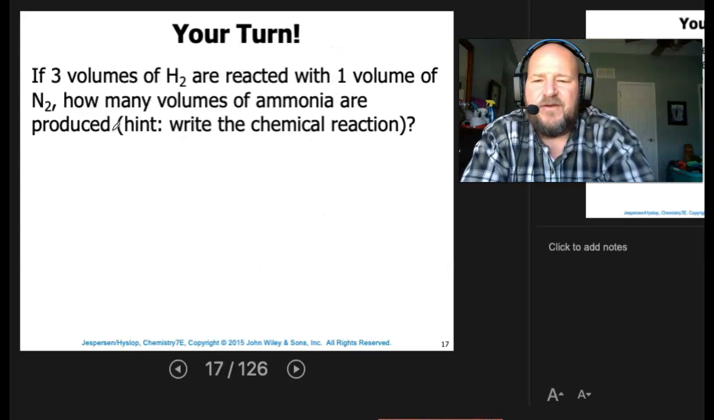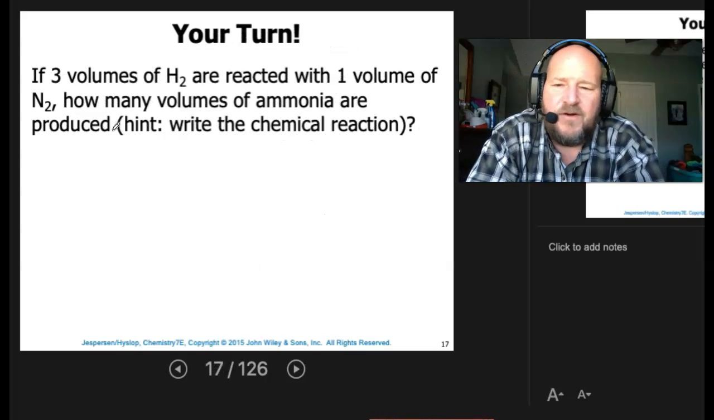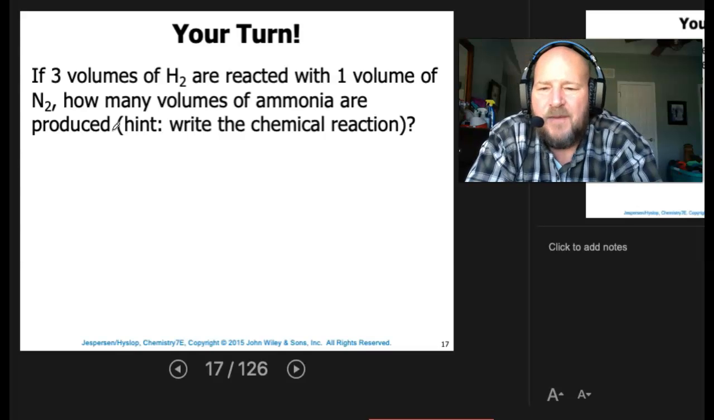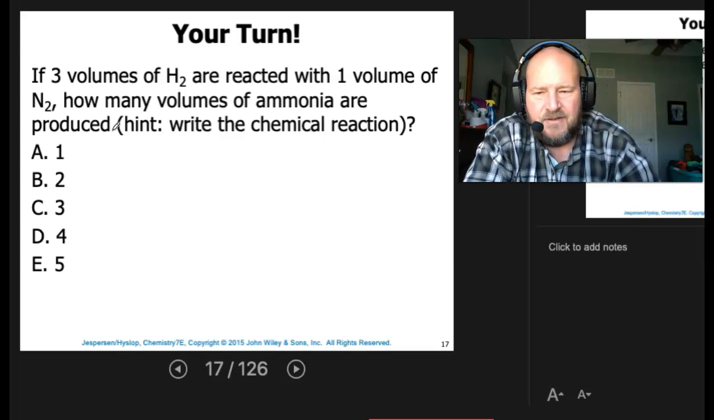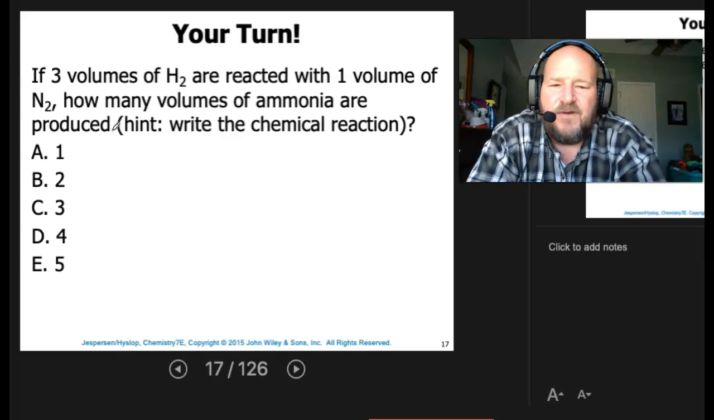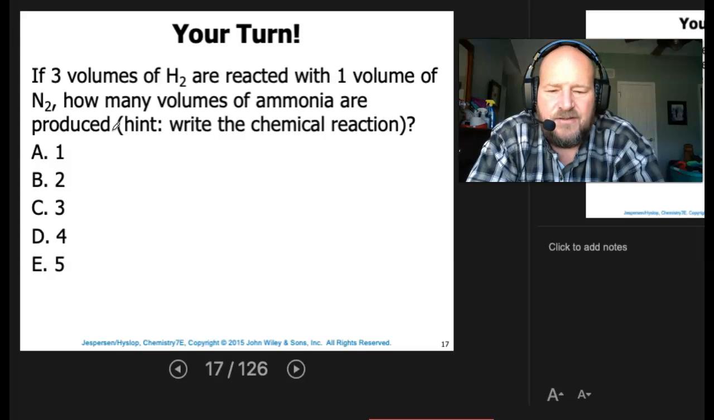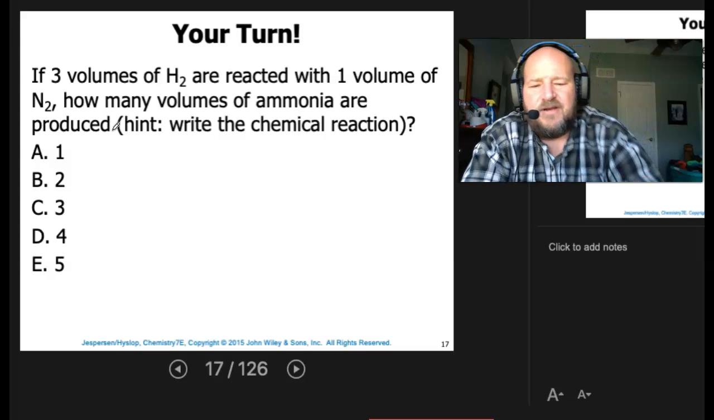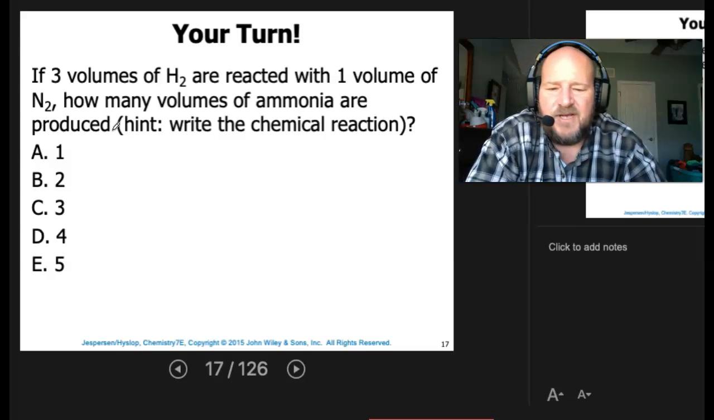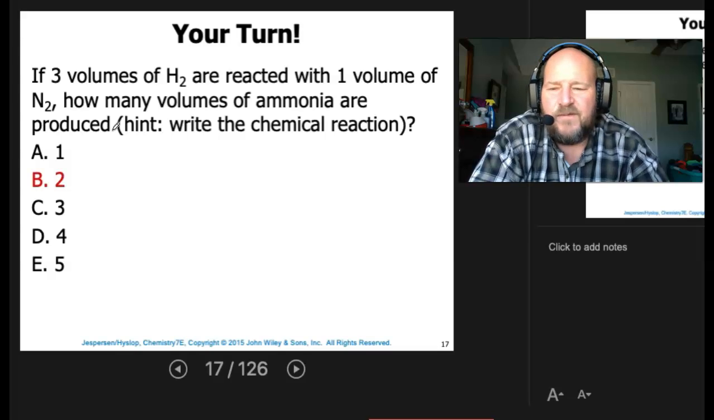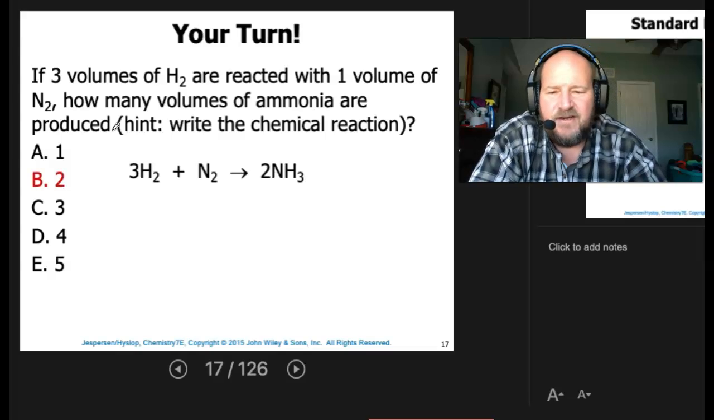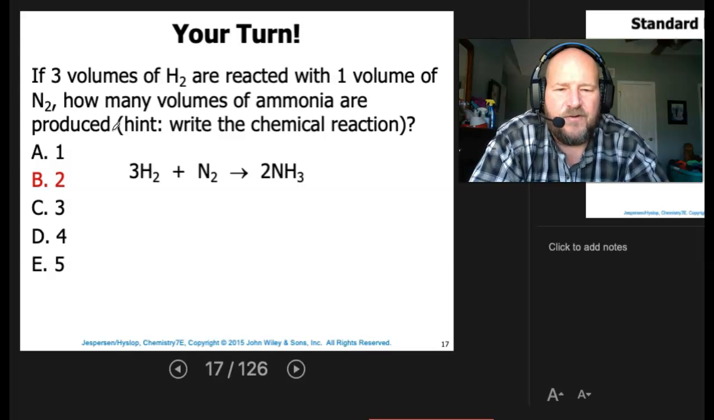If 3 volumes of hydrogen are reacted with 1 volume of N2, how many volumes of ammonia are produced? Hint, write the chemical reaction. Okay, so if you write out the chemical reaction, then you get 3 hydrogens plus 1 nitrogen produces how many ammonia, NH3? And hopefully you've got 2, right? And if you want, there it is, and you can go back and balance it.